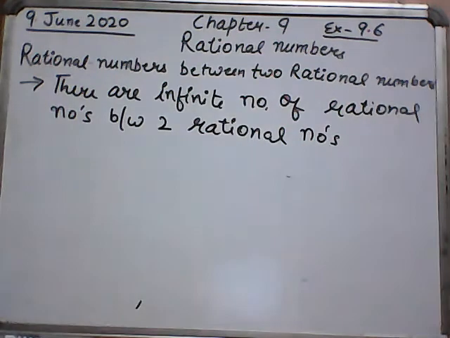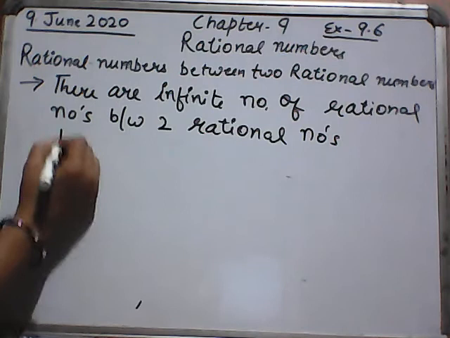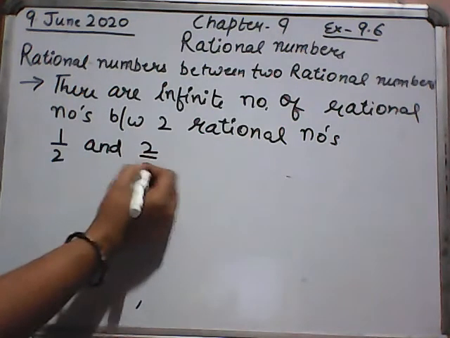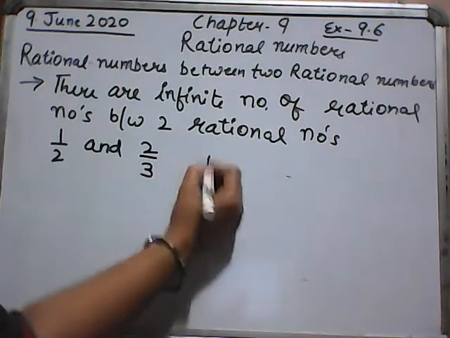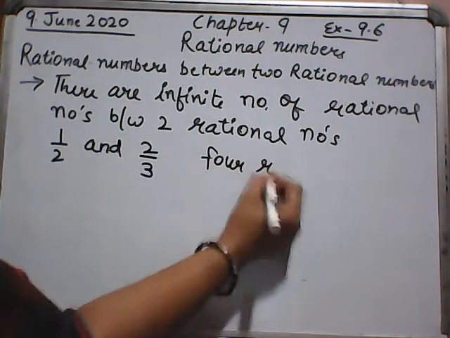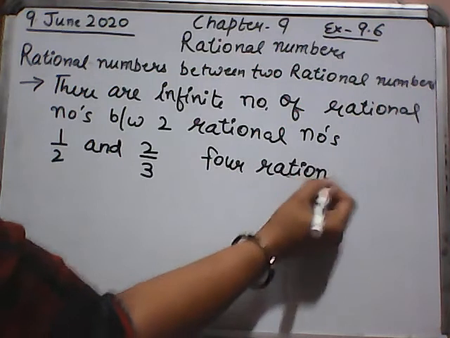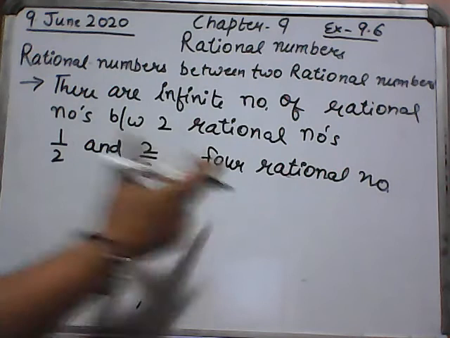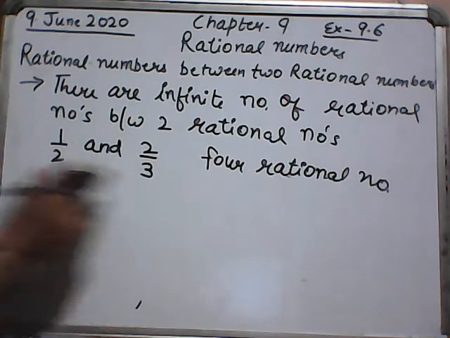Now, suppose we have to find 4 rational numbers between 1 by 2 and 2 by 3. How can we find 4 rational numbers? To find them, we have to convert the given rational numbers into rational numbers with the same denominators, so that we can find the 4 rational numbers between these two rational numbers.